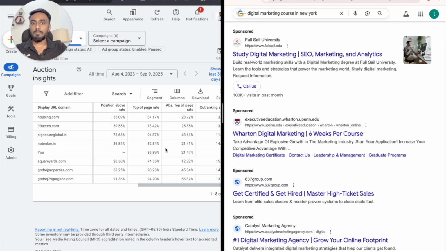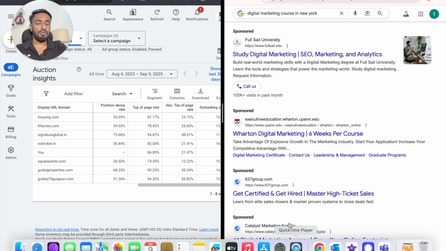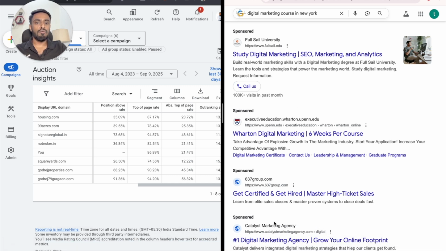Now, let's talk about what is absolute top of the page rate. Here, the absolute top of the page rate is 21.47%. Absolute top of the page rate always considers the first ad, how many times your ad was shown on the first place of Google. Out of these all four ads, which are all considered under the top of the page rate, absolute top of the page rate is the ad which is shown at the first ranking of Google. So this one is considered under the absolute top of the page rate. All these four are considered under the top of the page rate.